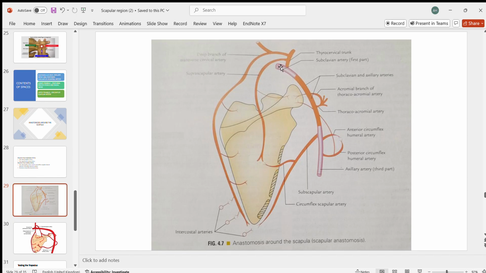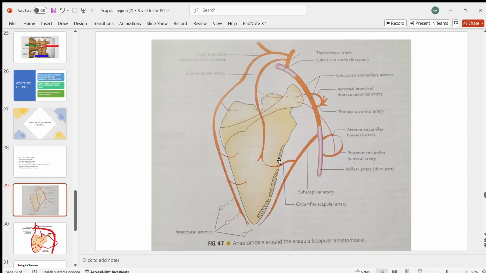So this is the subclavian artery going down and out at the level of outer border of first rib. It continues as the axillary artery. The subclavian artery gives off a thyrocervical trunk, which further gives off a transverse cervical artery and a suprascapular artery. So this first, we are talking about the anastomosis around the body of the scapula. This anastomosis is between the transverse cervical artery from subclavian, suprascapular artery from subclavian, and circumflex scapular artery from the third part of axillary artery.